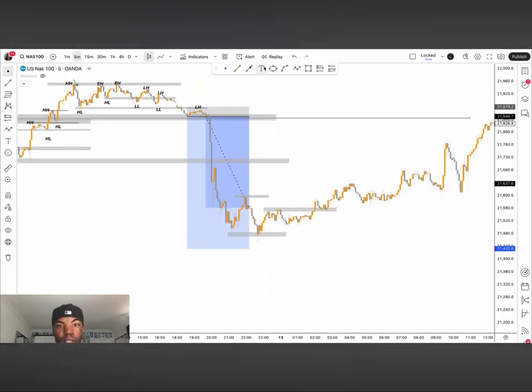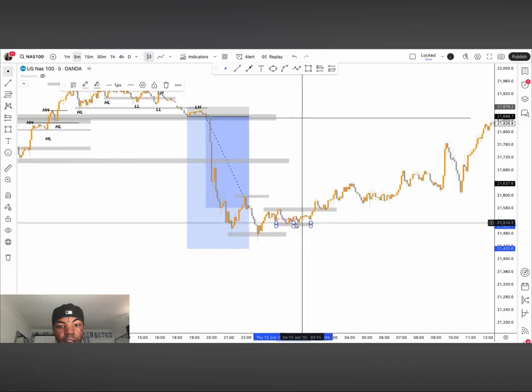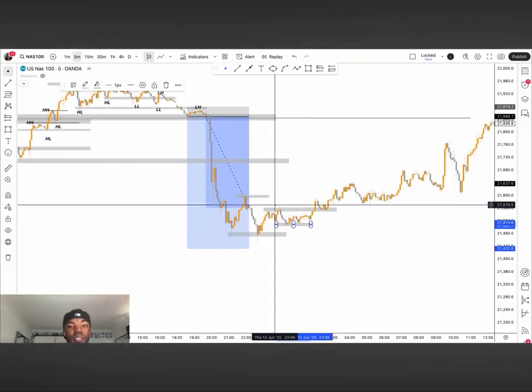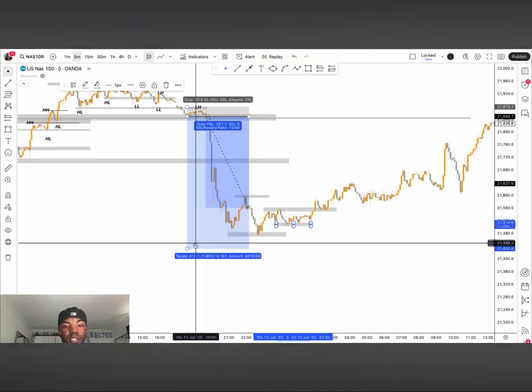What we start to see here is price makes that lower high, and then it also makes a higher support. This is what we don't want to see. So now we don't want to see price make higher supports. So then we can either exit the trade here.